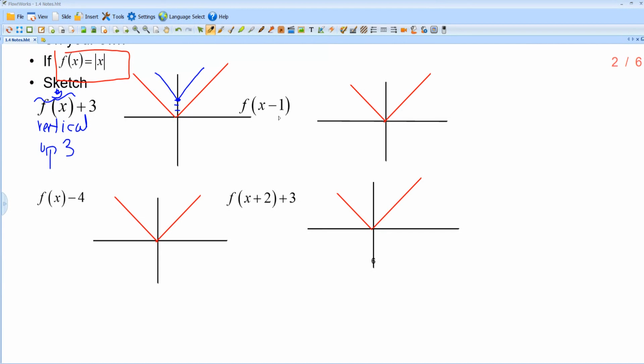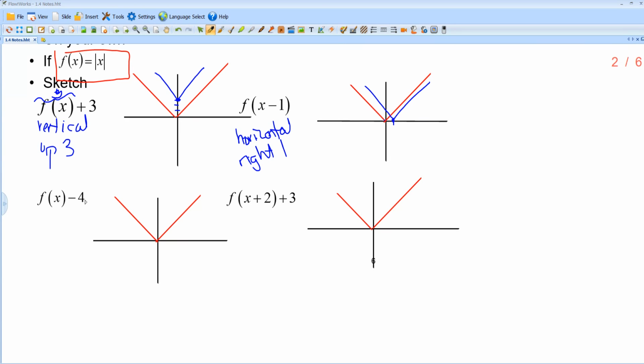F of x minus 1, that minus 1 is inside parentheses. It's being subtracted from x. And what that means is that this is a horizontal shift. And because it's horizontal, it's counterintuitive. So I see minus 1, and that means I'm actually going to go to the right 1. So I'll take that vertex and move it to the right 1. Again, we're just doing a little sketch.